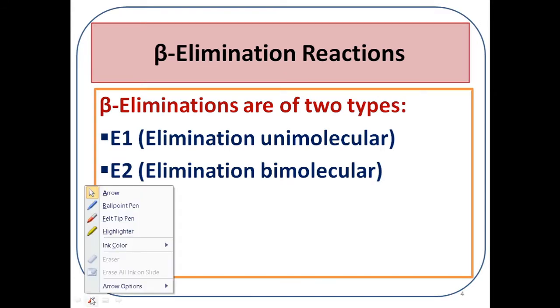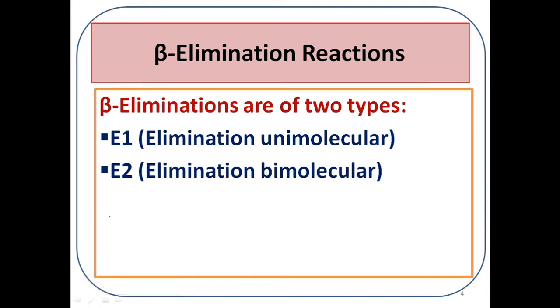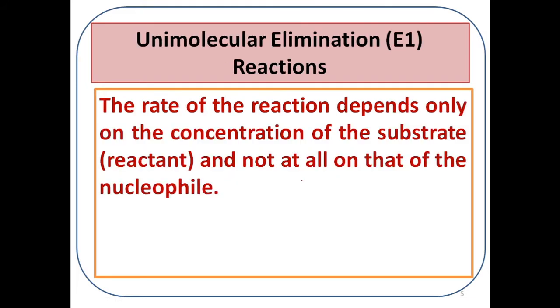So beta eliminations are of two types. One is E1 elimination and E2 elimination. E1 elimination follows a unimolecular mechanism, and E2 follows a bimolecular mechanism. Unimolecular elimination reactions, that is E1 reactions.